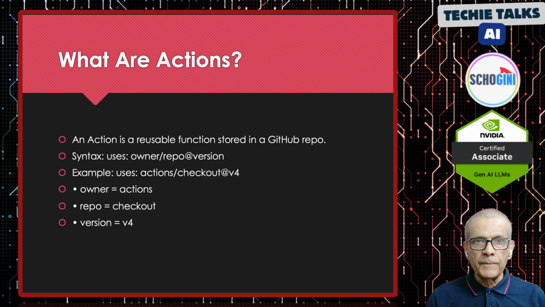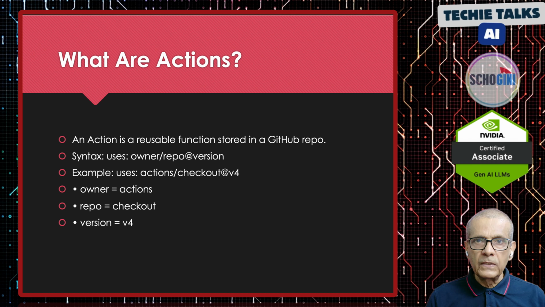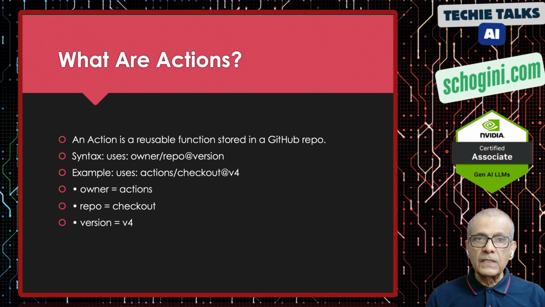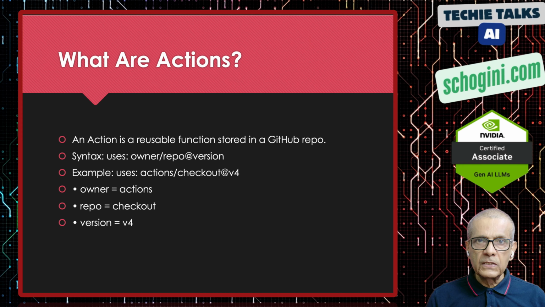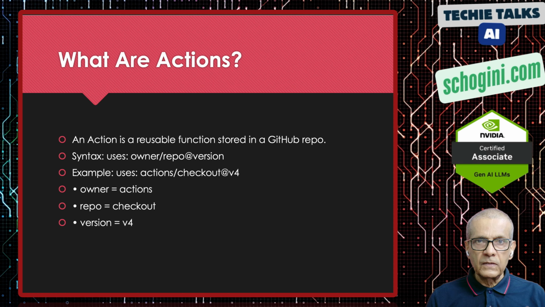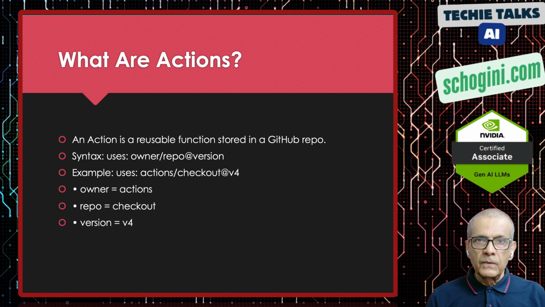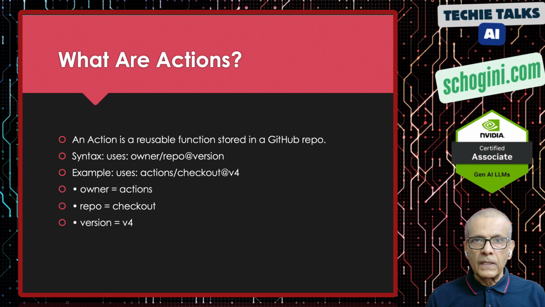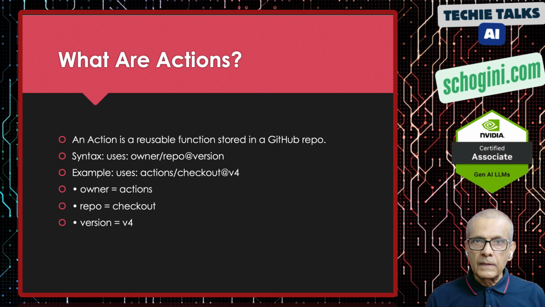Please bear with me. This action clones your code into the runner so other steps can use it. Because this is a checkout action, you will use this one in almost every workflow, because a runner that gets instantiated will be empty. You need to check out the code into the runner so that you can work with it. And this actions/checkout@v4 helps in cloning our repo into the runner.